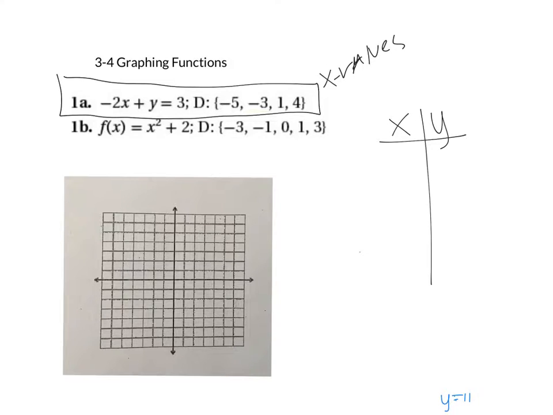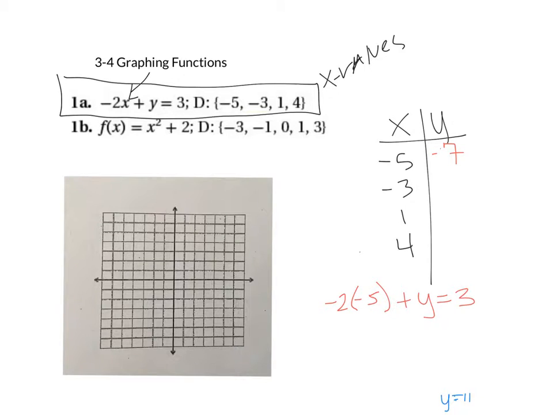And we're going to put our domain in here, -5, -3, 1, and 4. And we're going to calculate by plugging in the x value, like the -5, into our x, and solve for our y value. This is like our question mark right now, so that we can make a bunch of ordered pairs. So let's do that.